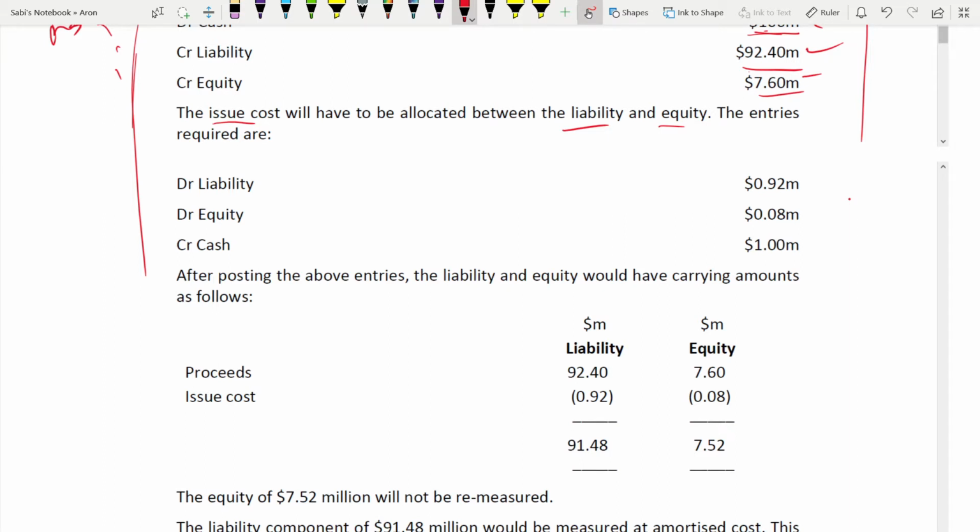Now you have to find the carrying amount of liability and equity, because in the statement of financial position you'll be putting the carrying amount. That means from your proceeds, deduct the issue cost for both equity and liability. Now you know the proceeds, and you know the issue cost for both equity and liability. So this is the figure which will go in the statement of financial position.